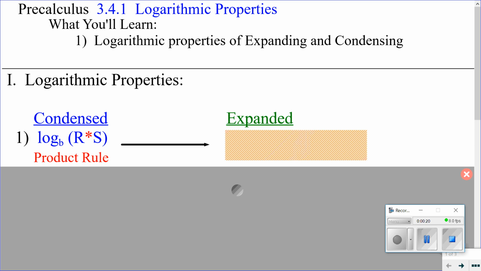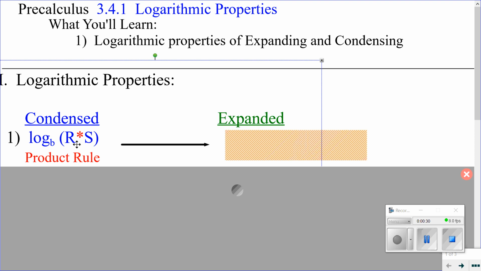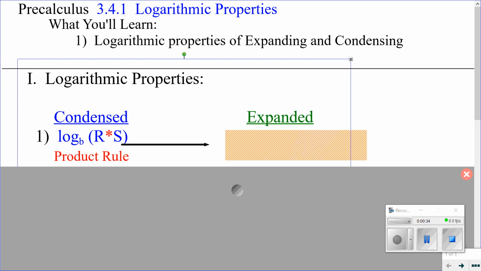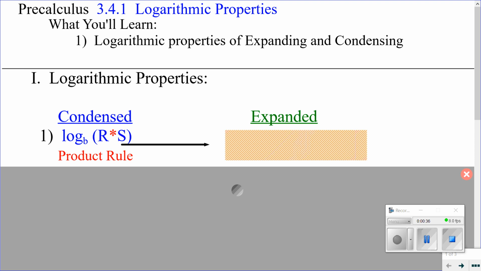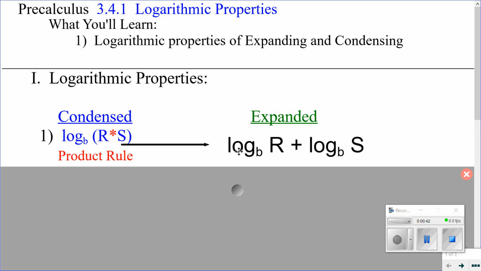So our first rule says log base b of the quantity r times s. The way that you expand a multiply problem is by changing it to addition. And the addition happens, each part of the multiply problem gets the log base b. So it looks like log base b of r plus log base b of s. This is our product rule. This is how you would expand it.